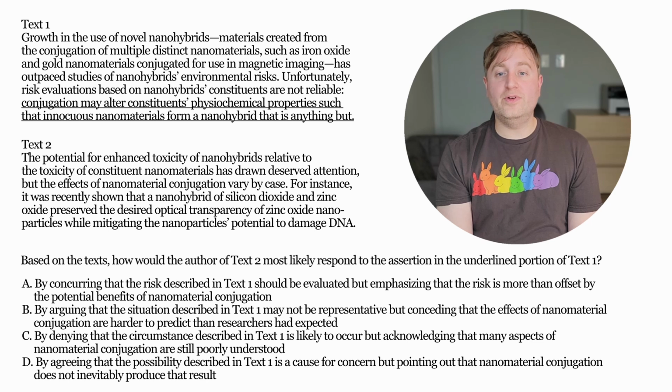In general, when you see this type of question, my advice for you would be to quickly read through the whole text, but to focus your attention primarily on the underlined part. Let's try that right now. Growth in the use of novel nanohybrids, materials created from the conjugation of multiple distinct nanomaterials, such as iron oxide and gold nanomaterials conjugated for use in magnetic imaging, has outpaced studies of nanohybrids' environmental risks. Unfortunately, risk evaluations based on nanohybrids' constituents are not reliable. Conjugation may alter constituents' physiochemical properties, such that innocuous nanomaterials form a nanohybrid that is anything but.